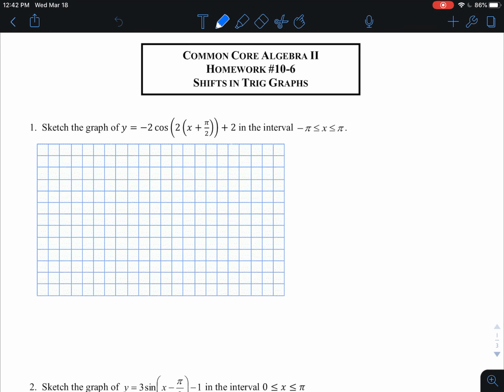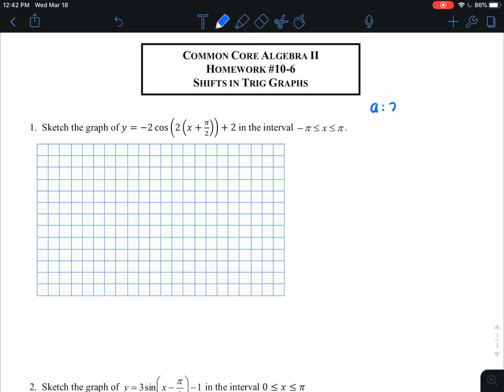Okay, let's go over homework 10.6. Shifts in graphs again. We're looking at horizontal and vertical shifts, and some reflections over various domains for sine and cosine. So for graph number 1, I'm just going to list out some important information on the right-hand side here.